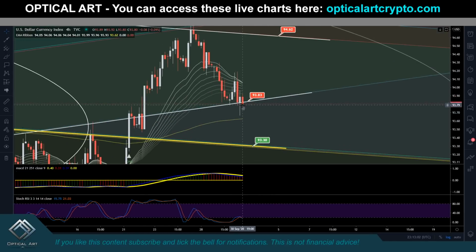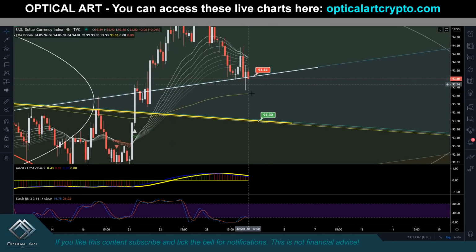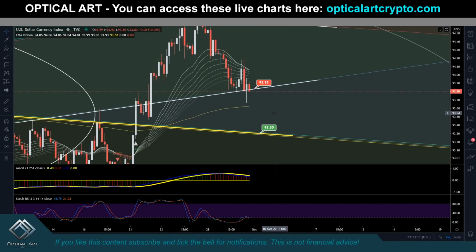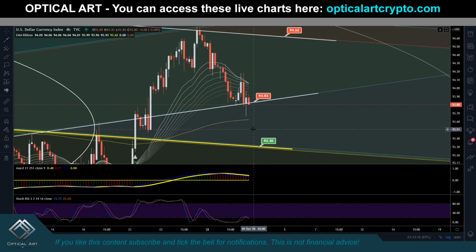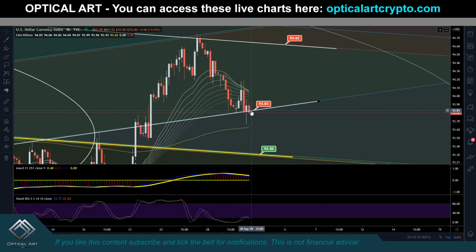I do think it's more likely we push back up above this point around 93.83. If we do continue down, your next strong support is $93.30. If we drop down this far, that would be bullish for Bitcoin, gold, silver, and the markets. The dollar dropping means people are jumping out of the dollar into gold, into Bitcoin. If the dollar is pushing up, that means people are jumping out of the markets into the dollar. So if the dollar pushes up, that's bearish for Bitcoin, the markets, and so on. But I do think it's likely we'll hold support and push back up.